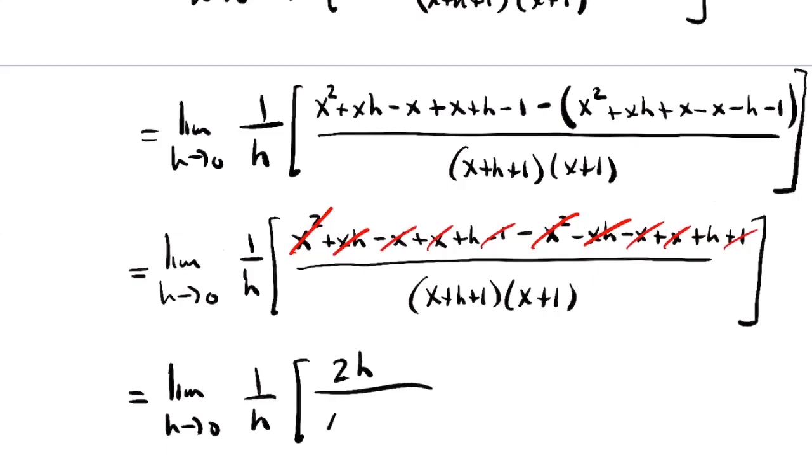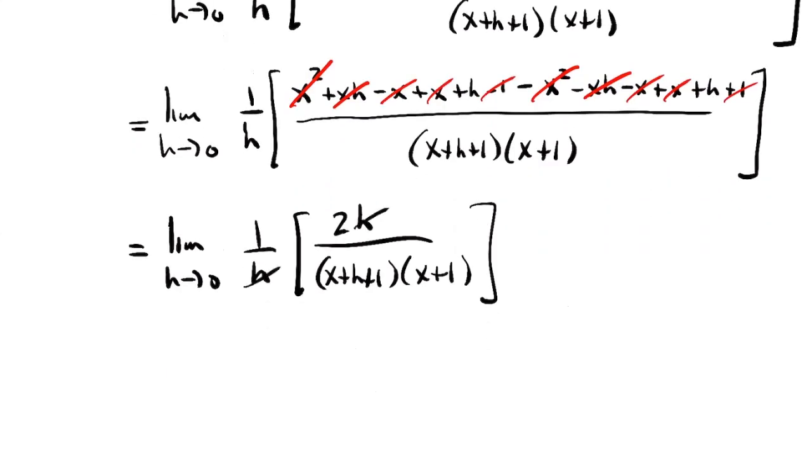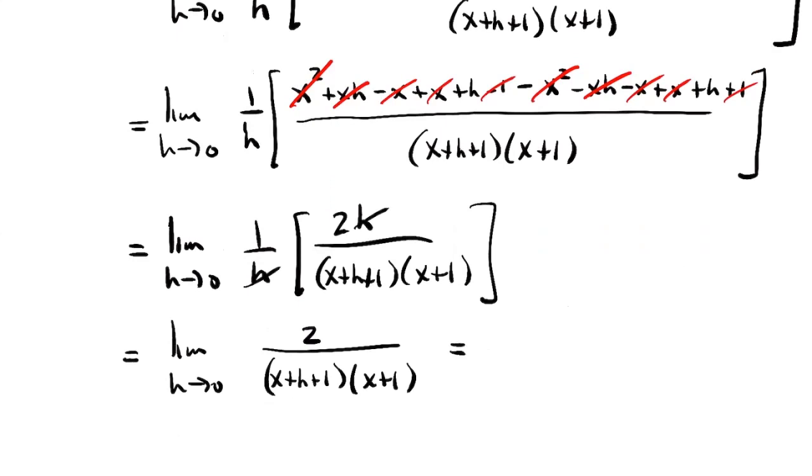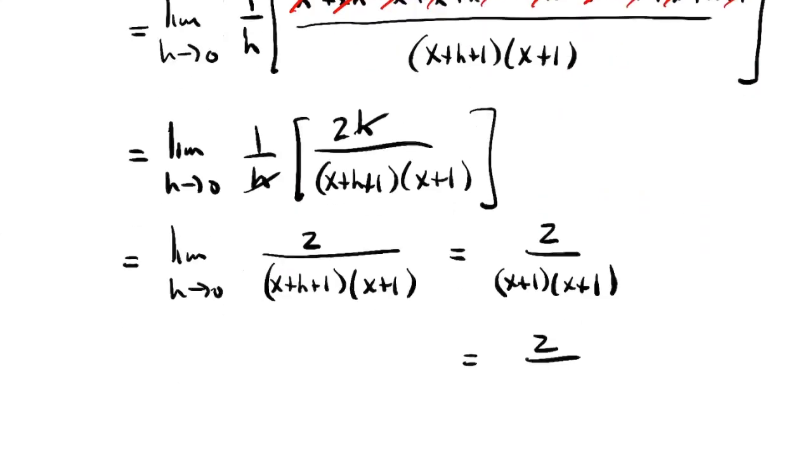So when you do all that, what do you get? 2h upstairs, x plus h plus 1, x plus 1. Cancel h over itself, that's equal to 1. And we get the limit as h goes to 0 of 2 over x plus h plus 1. We just canceled the reason we couldn't directly substitute, so now we directly substitute h equals 0 into this limit. So we get 2 over x plus 1 times x plus 1. Or if you want to write that, it's 2 over x plus 1 squared.